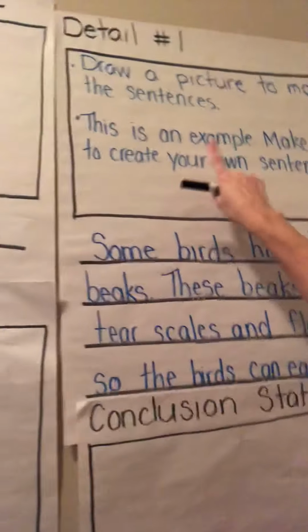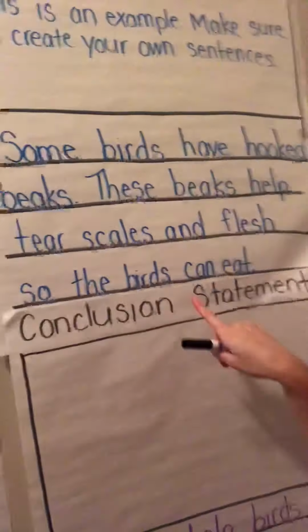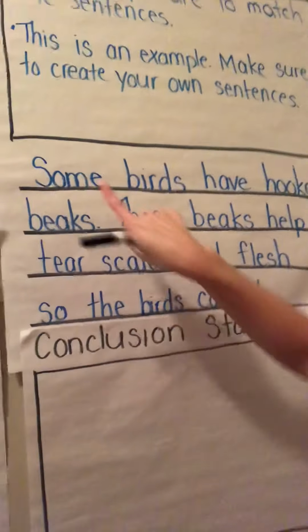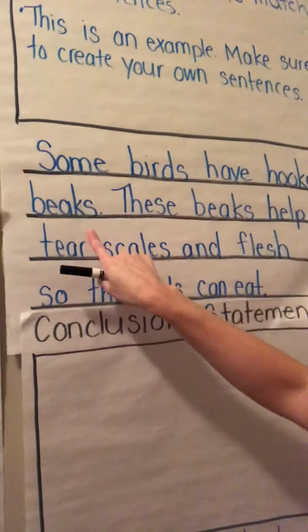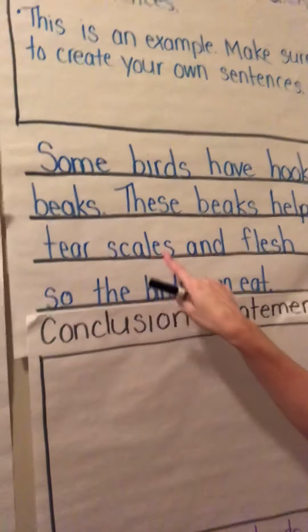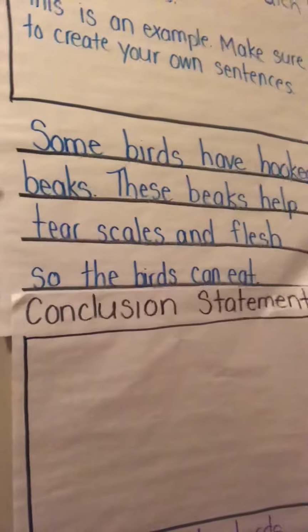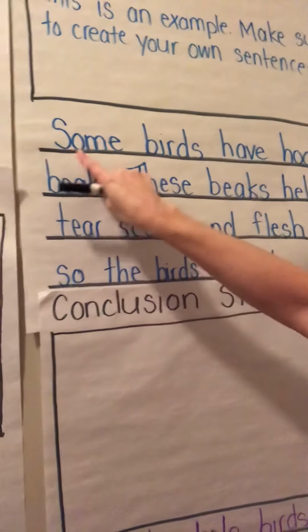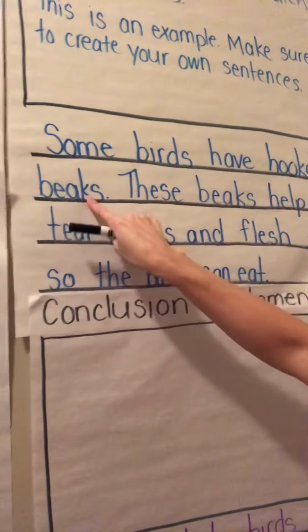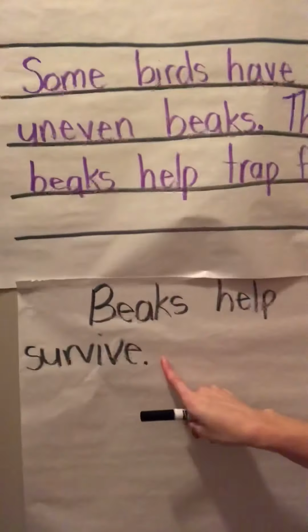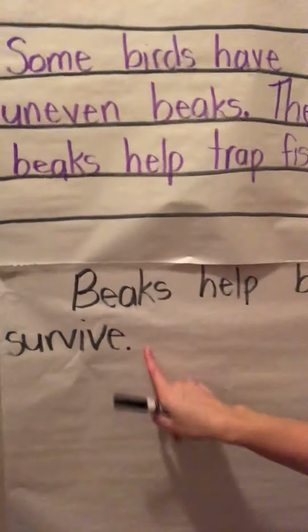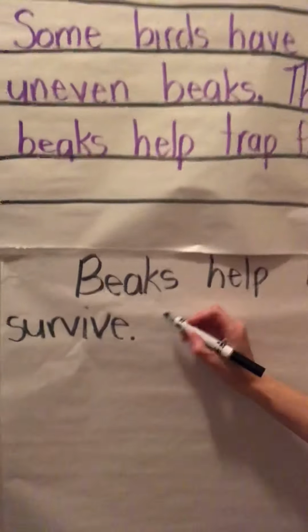Now our next sentences are dealing with our detail number 1. So now I'm going to go back and see what I wrote for here. So I have some birds have hooked beaks. These beaks help tear scales and flesh so the birds can eat. So we have a lot more to write this time. So first I need to write some birds have hooked beaks. And I'm going to just start writing it right next to where I left off. So here's my period. Now I'm ready to start my next sentence right next to it.